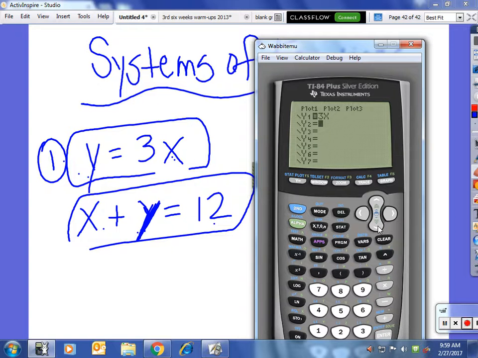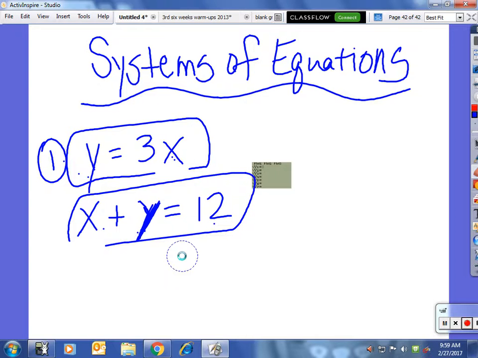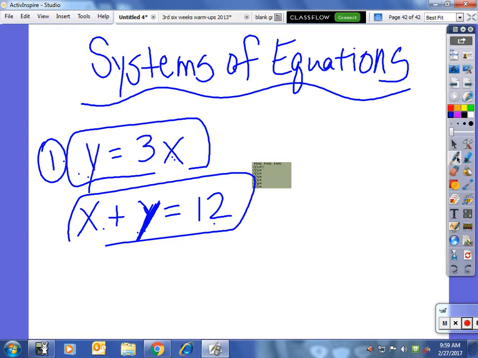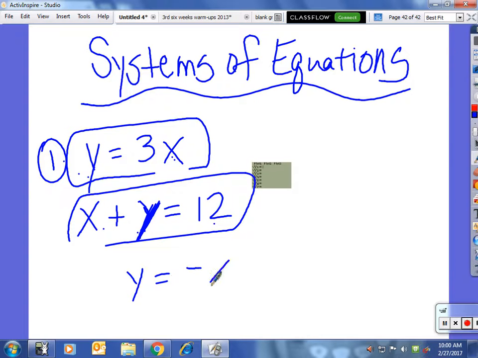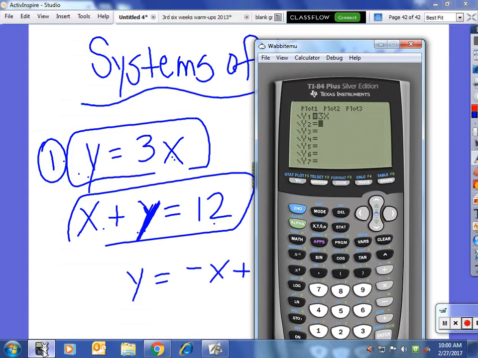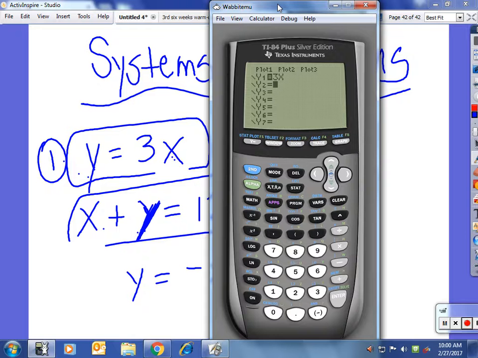What do I have to do to the bottom one? I got to move x. And this is a skill you have to be very good at anyway. So why not? Let's just practice it and solve this with our calculator. Y equals what? Negative x plus 12. So now I'm going to put that one in. Y equals negative x plus 12.